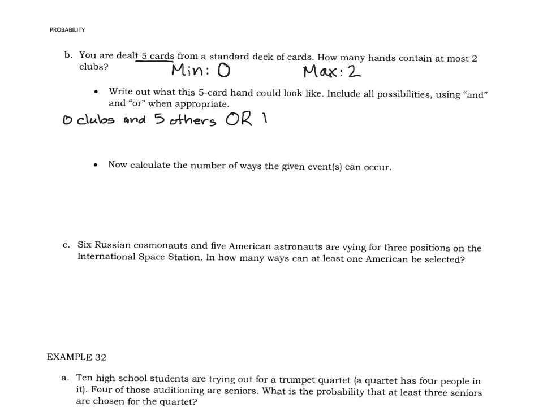You could have 1 club. And if you have 1 club, if there's 5 cards in your hand, that means you're going to have 4 others. Or, if you have the maximum of 2 clubs, it means you're going to have 2 clubs. Again, you have 5 cards in your hand, so 2 clubs and 3 others.